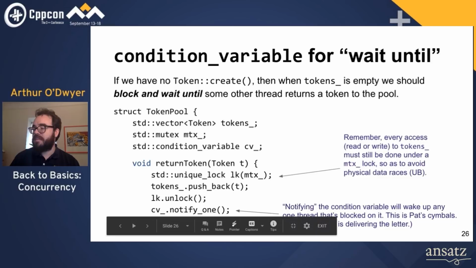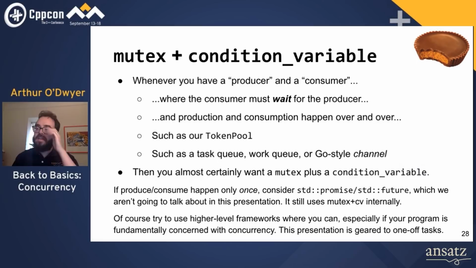I could add an extra scope of curly braces, but that would take more lines. So whenever you have this pattern of a producer and a consumer, where the consumer must wait for the producer, and this production consumption cycle happens over and over, such as in our token pool, such as a task queue, a work queue, a channel in the Go sense, then you almost certainly want to have a mutex plus a condition variable. We will see later, I'll have one slide on promise and future.